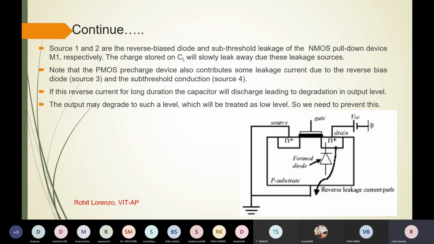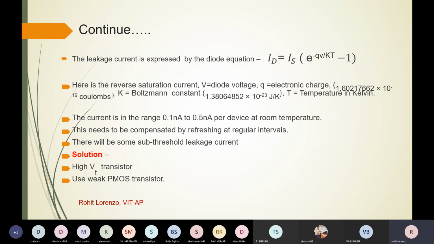Same as within the transistor, because of reverse bias leakage and so on, it will contribute. I'm not going into this, as I already explained the reverse bias leakages in the previous lecture. Leakage is also dependent upon temperature. So how can we compensate for this? We can compensate by refreshing at regular intervals.